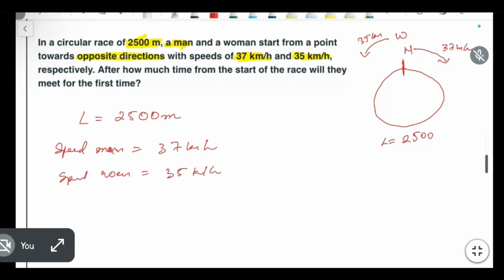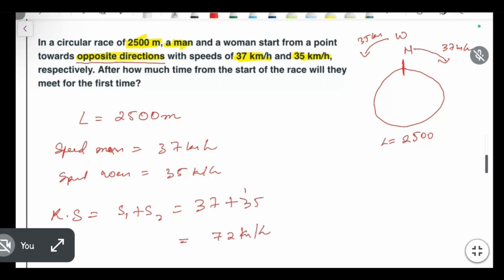Since they are traveling in the opposite direction, the question says they are traveling in the opposite direction. Opposite direction means what? We need to find the sum of their speeds. So relative speed is equal to speed 1 plus speed 2. Speed 1 is 37, speed 2 is how much? 35. Since they are traveling in the opposite direction, okay? So speed 1 plus speed 2, how much will you get? 7 plus 5 is 12, 1 in hand. 3 plus 3 is 6. That means I'm getting 72 kilometer per hour.